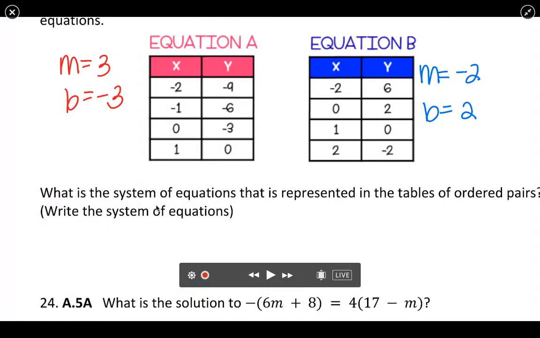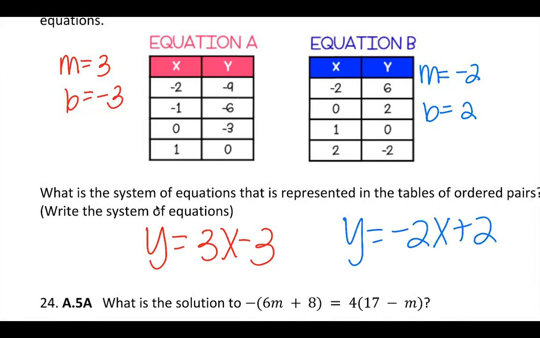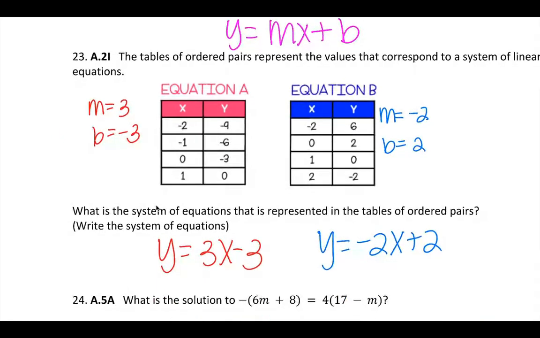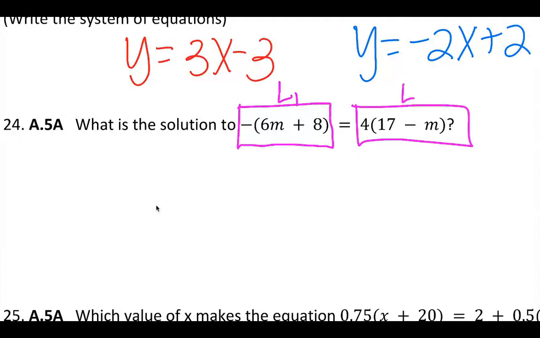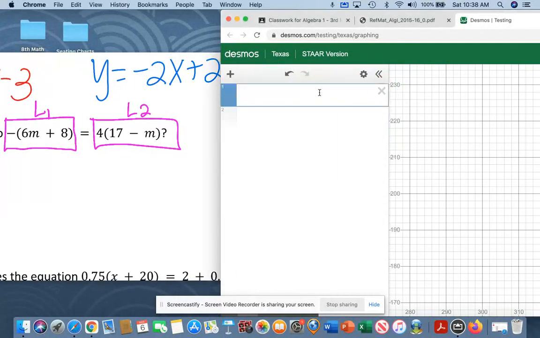So then when I write this equation, the first one is going to be y equals 3x minus 3, and the second one is going to be y equals -2x plus 2, and I'm just writing it in that y equals mx plus b, the slope-intercept form. Okay, what is the solution to this? I'm going to plug in the left to L1, plug in the right to L2. I guess I don't need the question mark, but there he is.